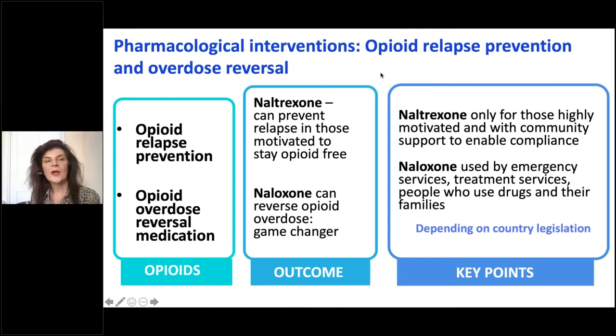Okay, just to quickly flag up pharmacological interventions for opioid relapse prevention and overdose reversal. Two drugs here have been proven to be effective. Naltrexone can prevent relapse, but only in those that are motivated to stay opioid free, and we need somebody to support them in the community to enable compliance. And naloxone, which reverses opioid overdose and can be a real game changer. This can be used by emergency services, treatment services, people who use drugs and their families, depending on the country legislation about those medications.